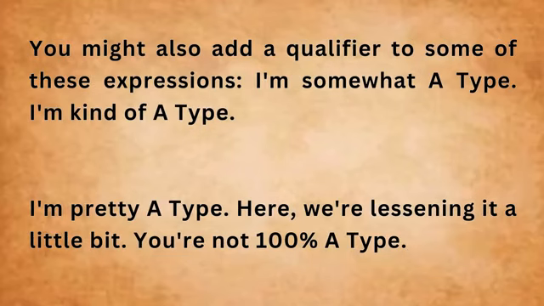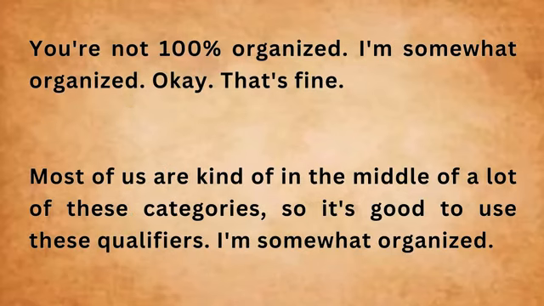You might also add a qualifier to some of these expressions. I'm somewhat A-type. I'm kind of A-type. I'm pretty A-type. Here, we're lessening it a little bit. You're not 100% A-type. You're not 100% organized. I'm somewhat organized. Okay, that's fine. Most of us are kind of in the middle of a lot of these categories, so it's good to use these qualifiers. I'm somewhat organized.